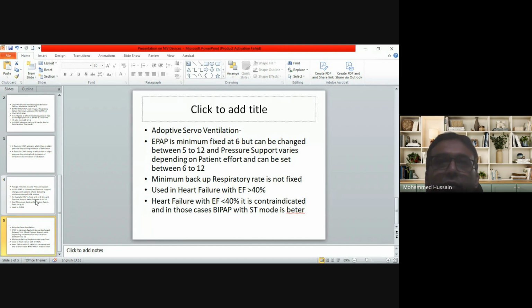And one more thing, mask size, how tight it should be. It should admit just one finger within the mask, neither too tight nor too loose. And the length should be from the bridge of the nose to the chin. That one should be the size. So standard is medium size fits all. That is also important. And portable BiPAP has leak compensation. Ventilators will not have leak compensation.